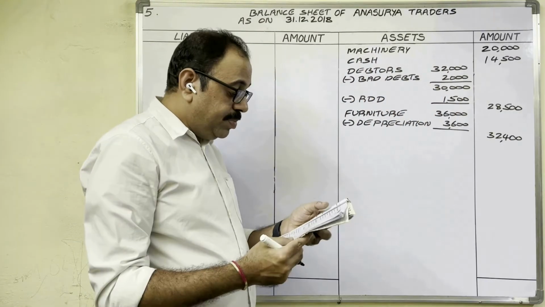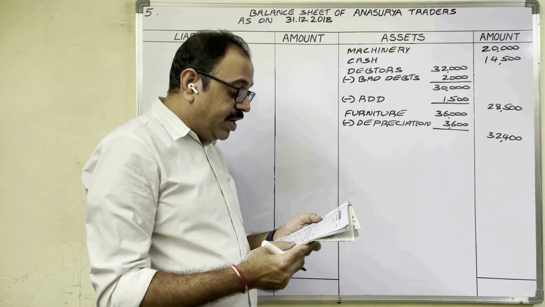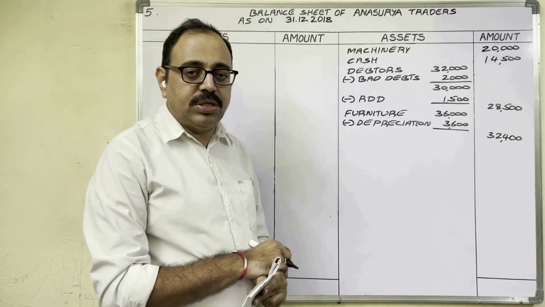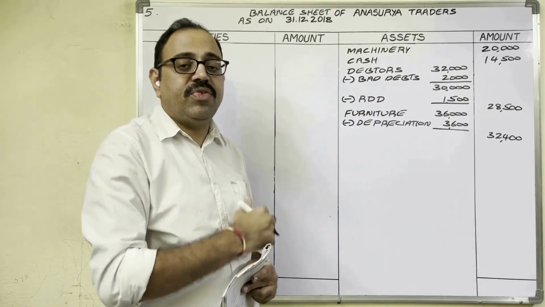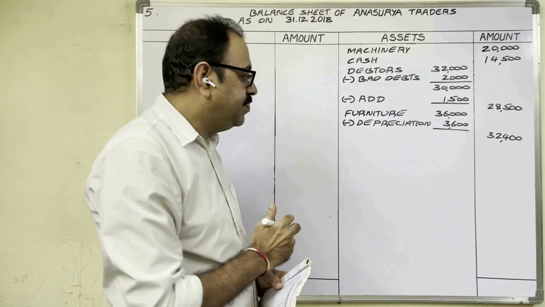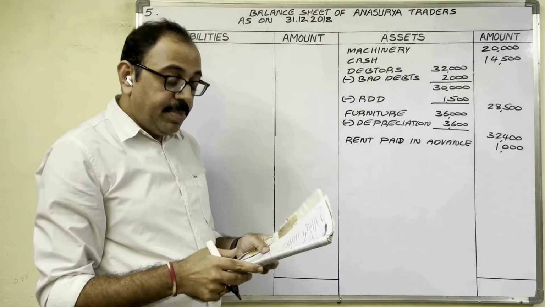32,400 rupees. Purchases, carriage inwards, salaries, office rent, advertisement, rent paid in advance. So next year rent now only we paid. We have to receive benefit from landlord. It is an asset. Rent paid in advance. 1,000 rupees. Debit column completed.